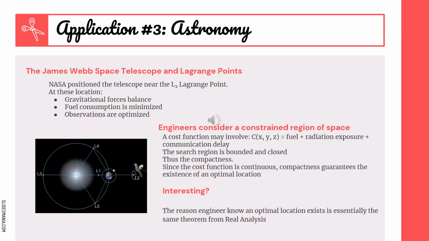The cost function may involve x, y, and z. X could be fuel, Y could be the radiation exposure, and Z the communication delay, because you still have to talk to the astronauts in the Lagrange satellite. The space region is bounded and closed, so you have compactness. Since the cost function is continuous, compactness guarantees the existence of the optimal location.